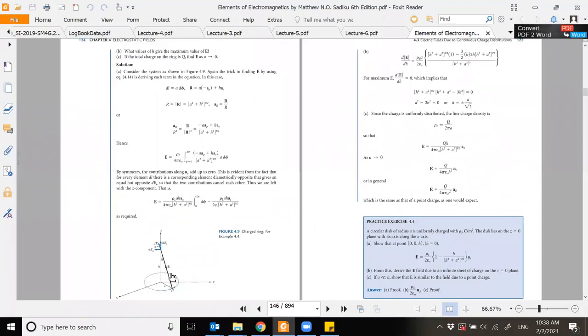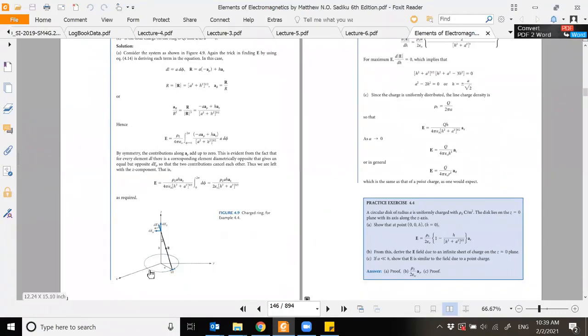Then how do you get the electric field? So you are using Coulomb's law here. Go through this. How would the electric field look? Because we did it for a line charge, we did it for a surface charge, and we did it for a volume charge. This is a different type of charge distribution, a ring.